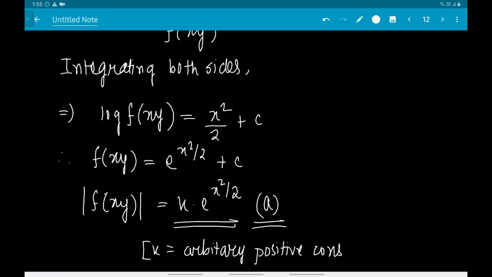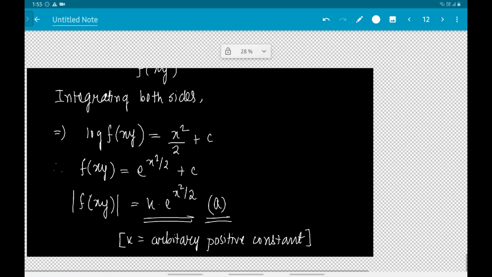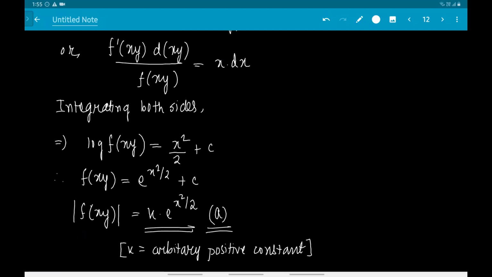Okay, so this is the answer. So these were some of the memory-based solutions of WBJEE. Hope all of you have understood the concepts, and I hope that you will be able to solve the problems.